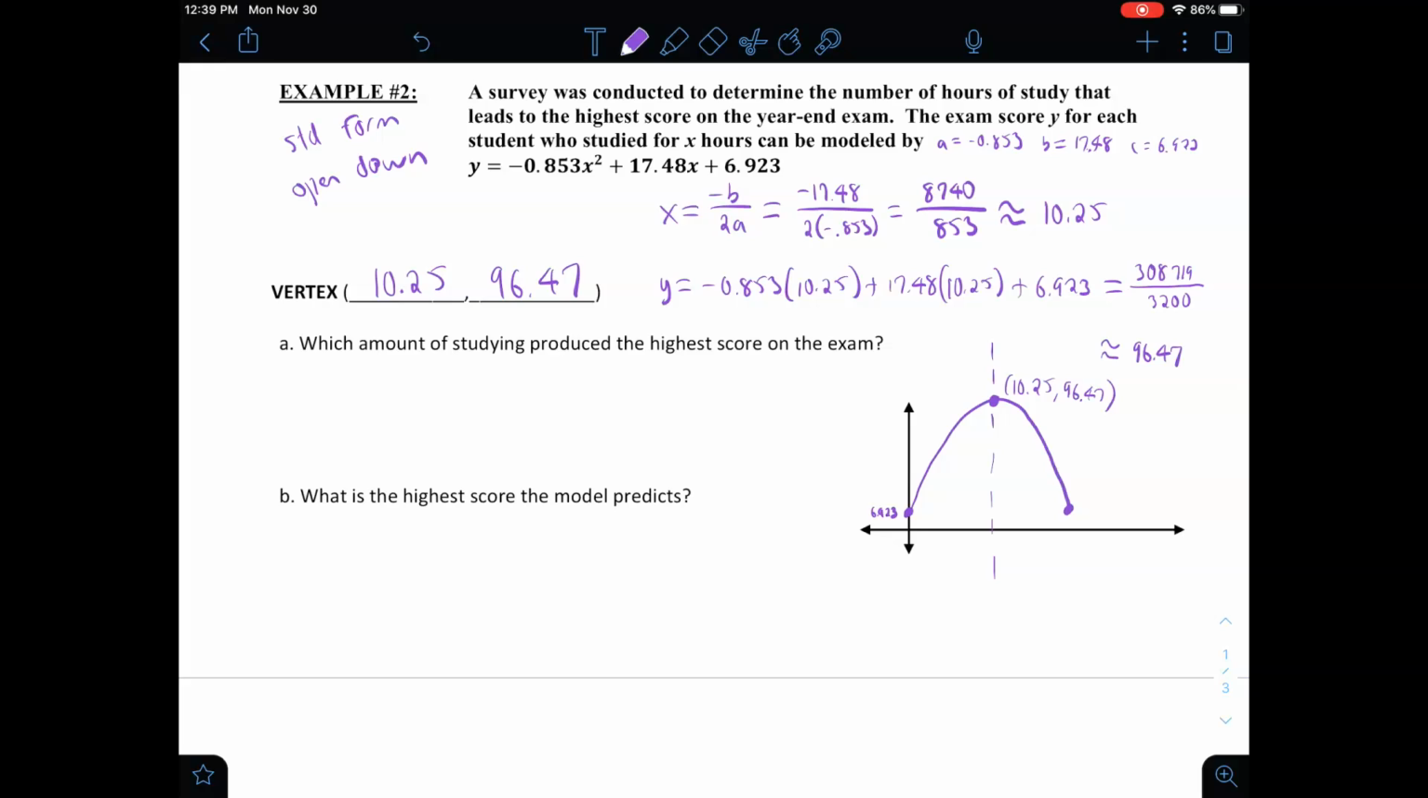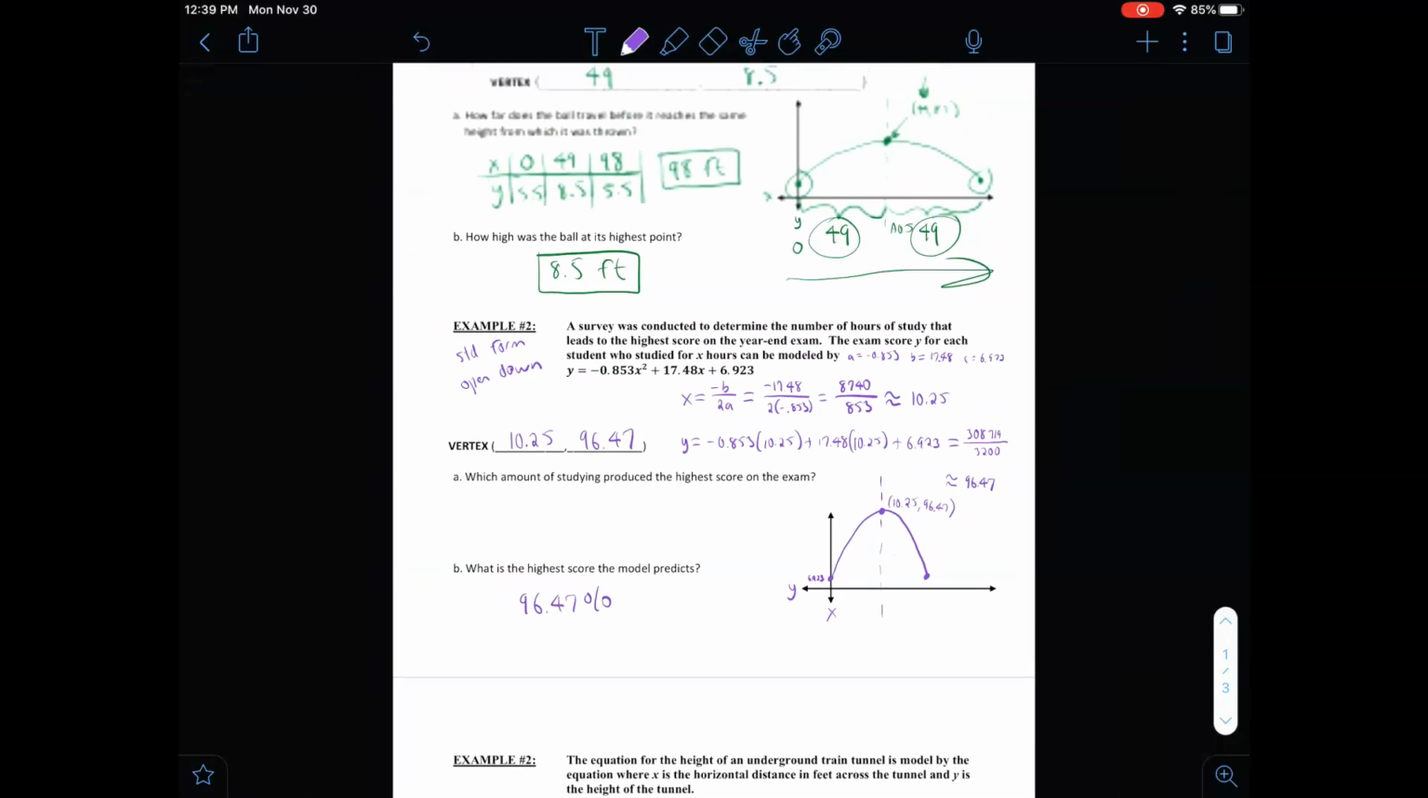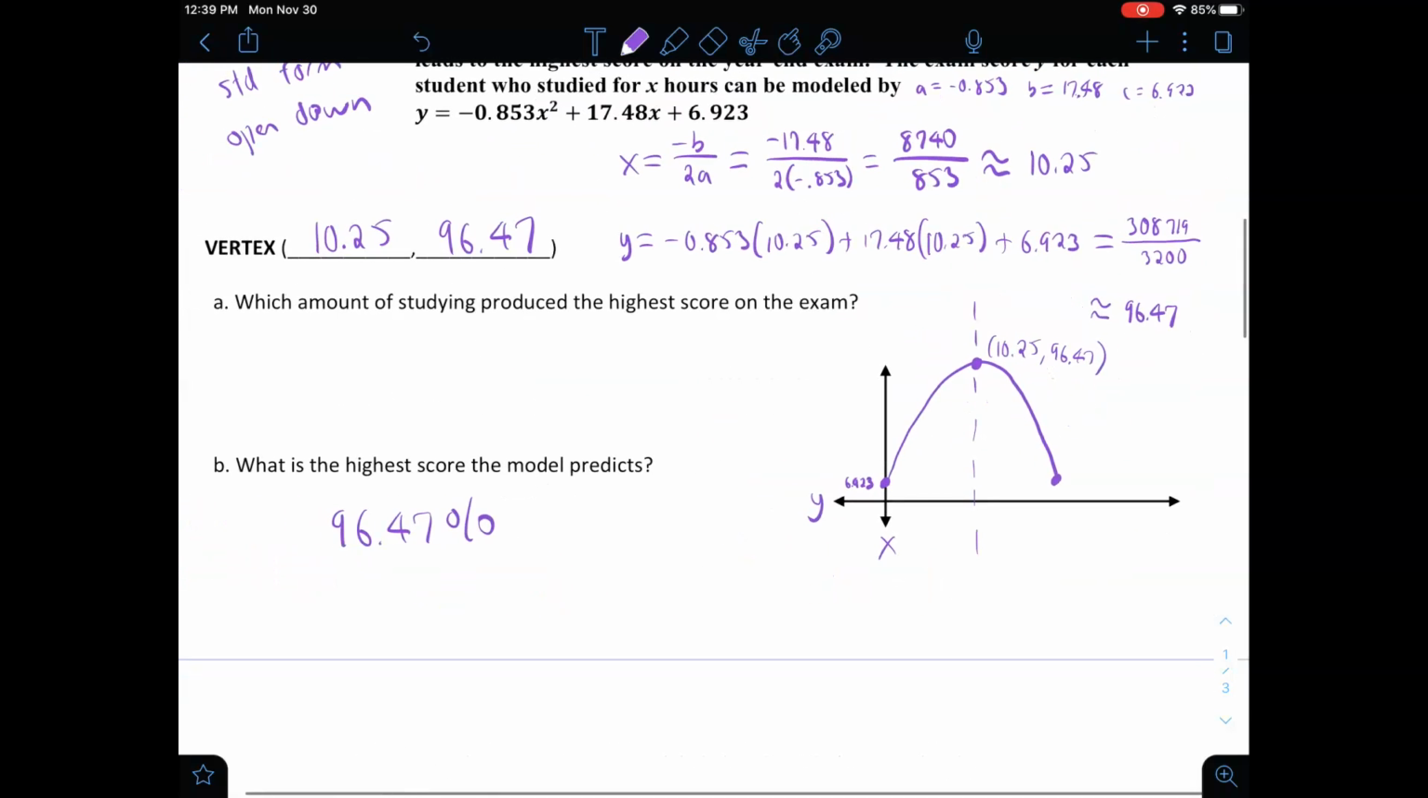So what does that mean? It's saying what amount of studying produced the highest score on the exam? Well, the highest score on the exam would be at the vertex of the parabola, right? This is the highest that the graph goes, so it can't be higher than that. So our highest score is projected as 96.47%. And what amount of studying? So that we had x and y. I should have put what these actually represented over here. So for x, this was hours studying, and this was exam score.